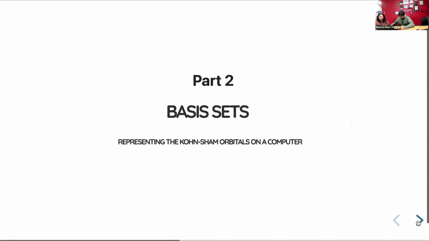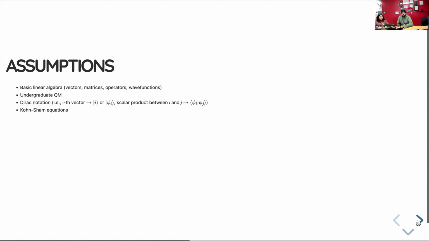So until now we saw the equations and what they give us. We can solve for the electronic structure using those equations, but how do you do that on a computer? For that, we need something called basis sets. Before we dive in, we're going to make some basic assumptions about what you know: basic linear algebra, Dirac notation, and the Kohn-Sham equations. We're going to base our talk on those assumptions.